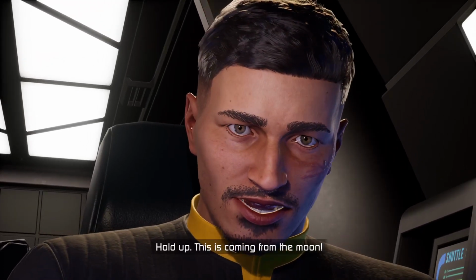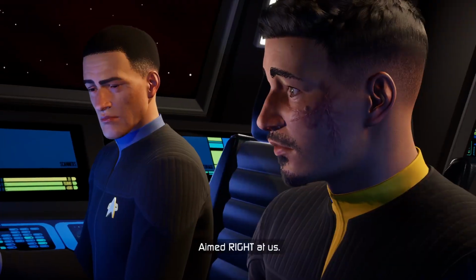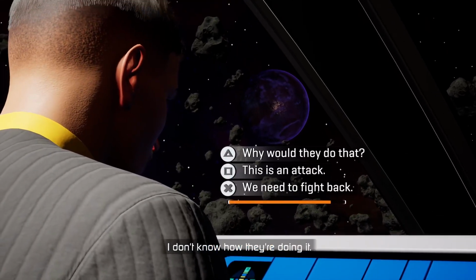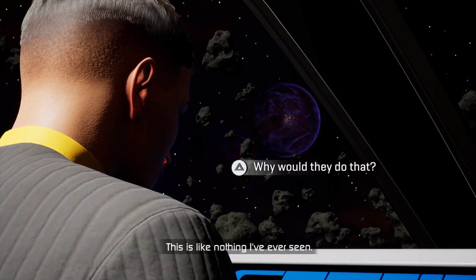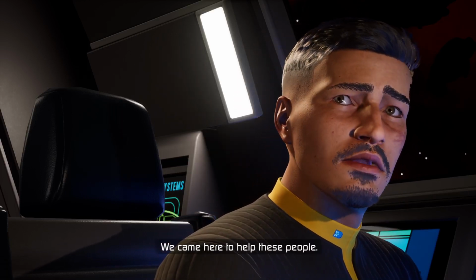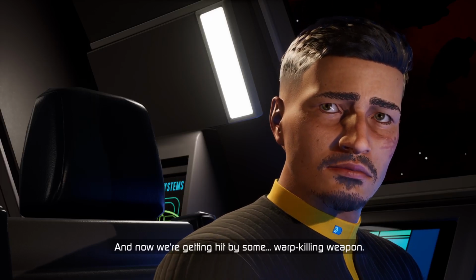Hold up. This is coming from the moon. A beam that blocks warp travel, aimed right at us. Someone is doing this intentionally. I don't know how they're doing it. This is like nothing I've ever seen. Why would they be doing this? We came here to help these people. And now we're getting hit by some warp-killing weapon?